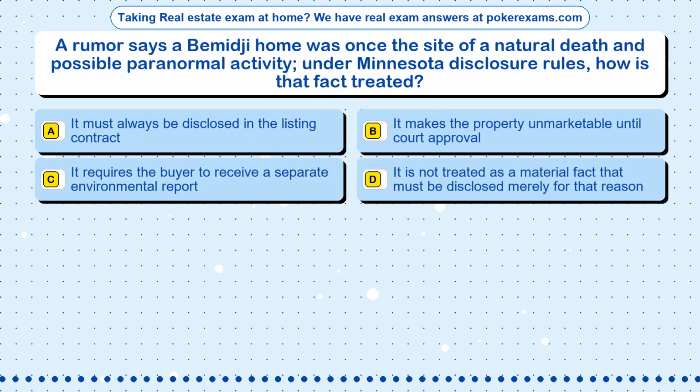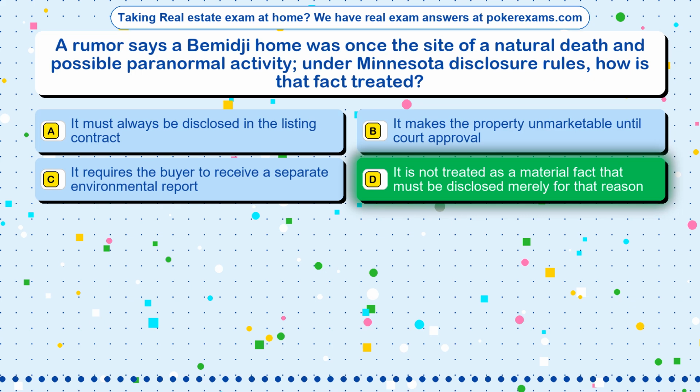Question 44. A rumor says a Bemidji home was once the site of a natural death and possible paranormal activity. Under Minnesota disclosure rules, how is that fact treated? Option A. It must always be disclosed in the listing contract. Option B. It makes the property unmarketable until court approval. Option C. It requires the buyer to receive a separate environmental report. Option D. It is not treated as a material fact that must be disclosed merely for that reason.